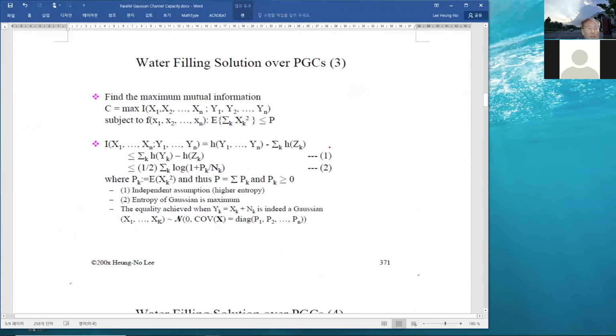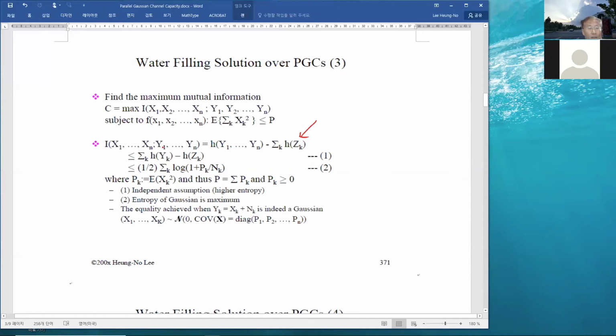capacity. So capacity is the mutual information between X and Y, subject to the power constraint. The power constraint is the expected value of the sum of the random variable xk squared, that should be less than or equal to P. And mutual information, by definition, is entropy of Y minus entropy of Z. But the Z's here are assumed to be independent of each other. In this case, that was the assumption, right? That noise covariance matrix is diagonal, so that we get this.